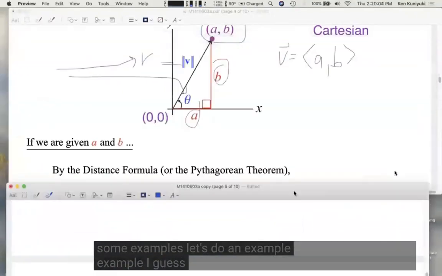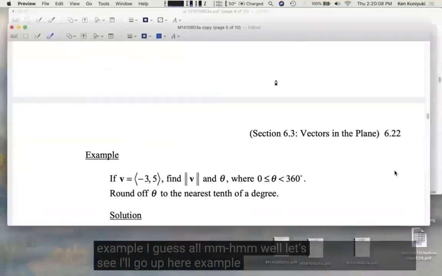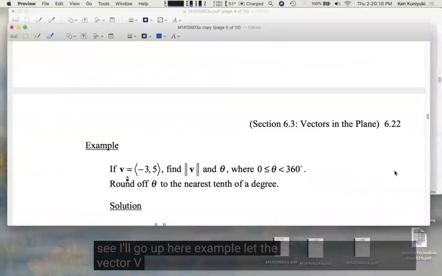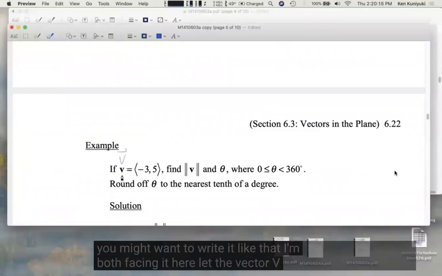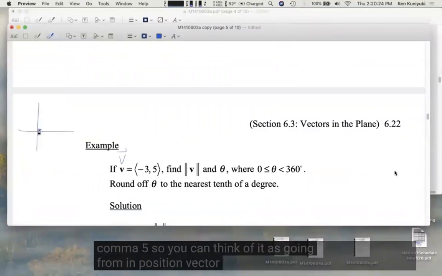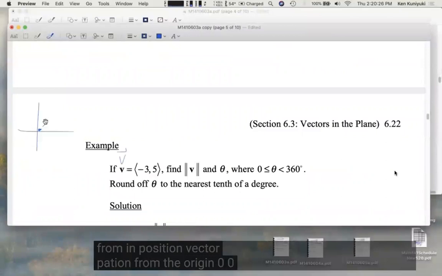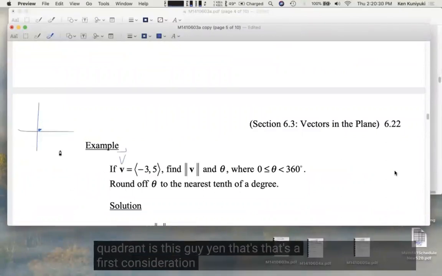Example. Let the vector v, remember, if you're writing it, you might want to write it like that. I'm bold-facing it here. Let the vector v be represented by angle brackets, negative 3, comma 5. So we can think of it as going, in position vector representation, from the origin 0, 0, whoa. Hey, what quadrant is this guy in? That's a first consideration.